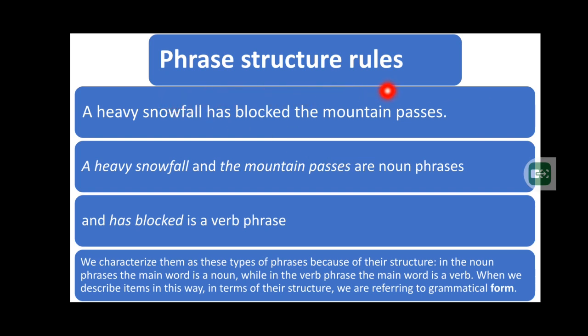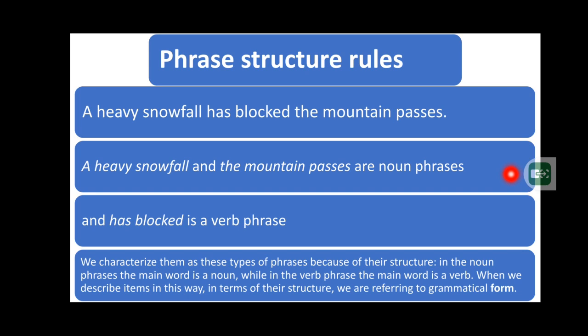Phrase structure rules. A heavy snowfall has blocked the mountain passes. A heavy snowfall and the mountain passes are noun phrases, and has blocked is called a verb phrase. I told you why we call it a verb phrase: because the main word is a verb. And why do we call it a noun phrase? Because the main word is a noun. So we characterize them as these types of phrases because of their structure.